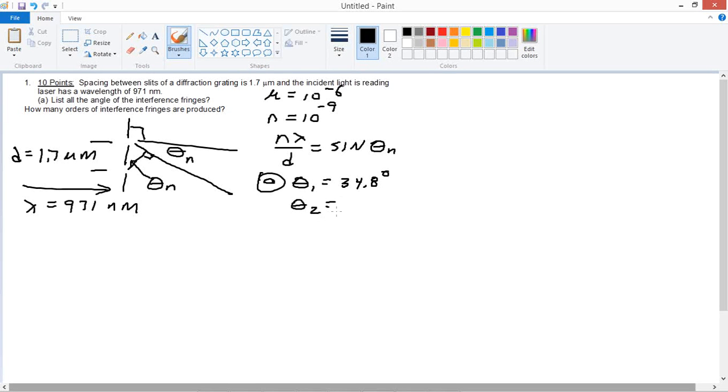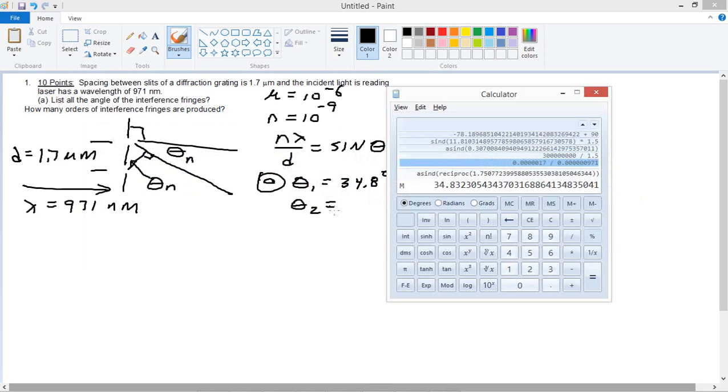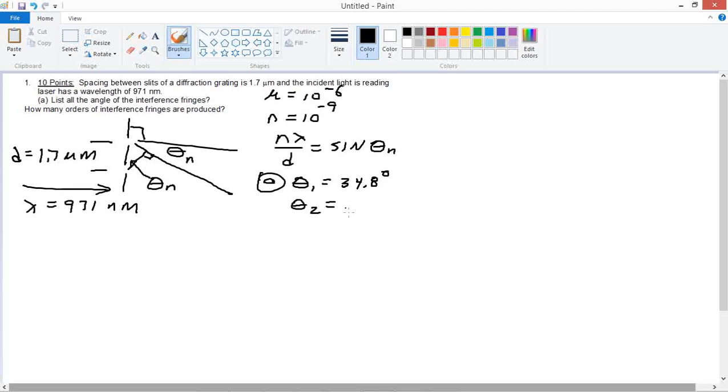Second fringe, let's do it right now. I'll show you, go through the process. 2 times the wavelength of 971 times 10 to the negative 9th divided by 1.7 times 10 to the negative 6th equals. So we got this, and when we do inverse sine, it's invalid, and so it doesn't work. So we only have one order of diffraction.